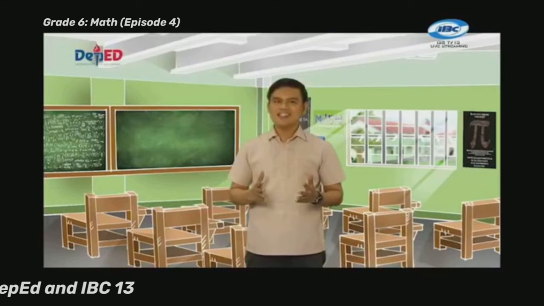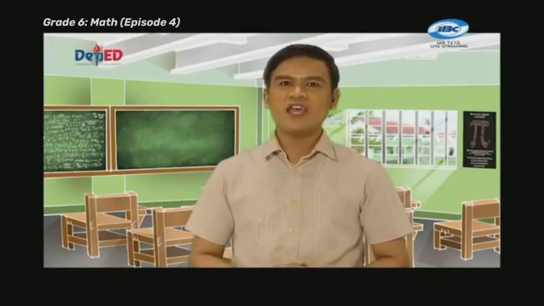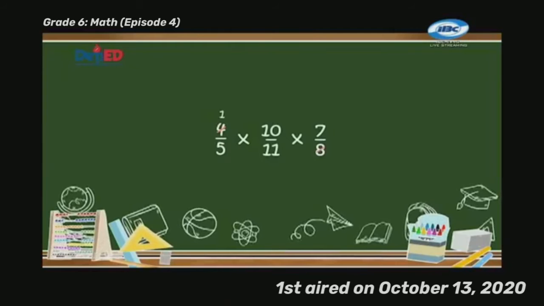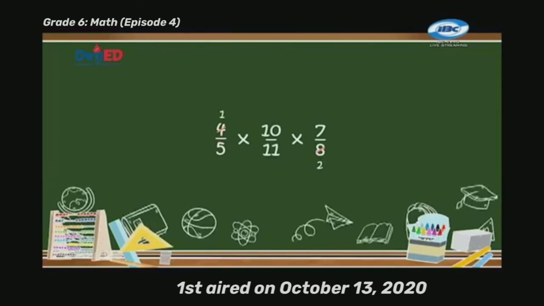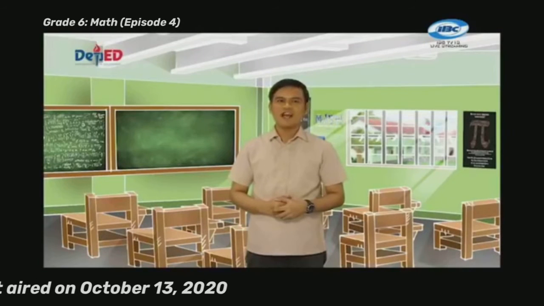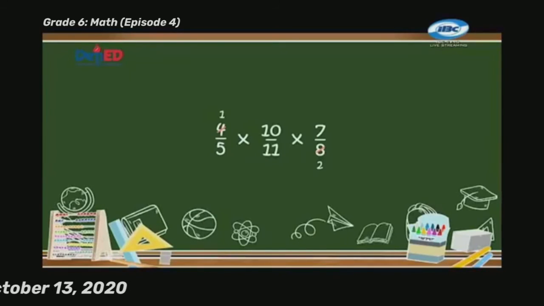Let us use the cancellation method. Look for a numerator and denominator that has a GCF. Yes, 4 and 8 have their GCF of 4. Using the cancellation method, we reduce 4 and 8. 4 divided by 4 becomes 1. 8 divided by 4 becomes 2. Is there any pair of numerator and denominator that can still be cancelled or reduced? Yes. 5 and 10 have their GCF of 5. 5 divided by 5 becomes 1. 10 divided by 5 becomes 2.